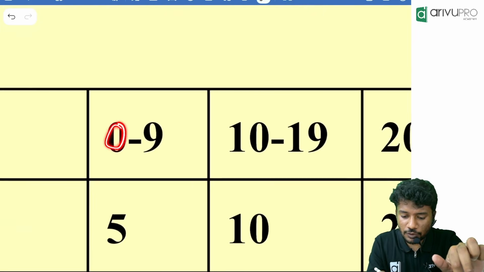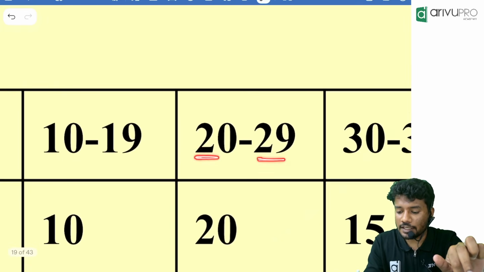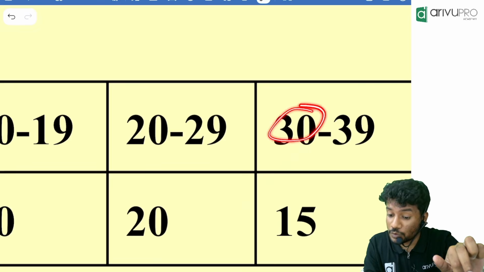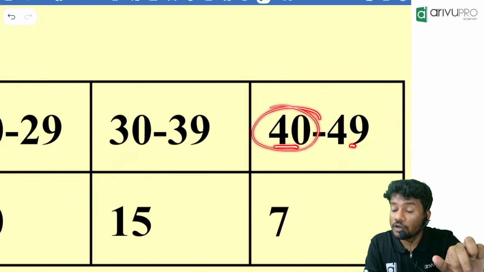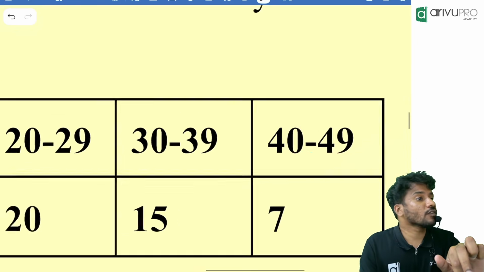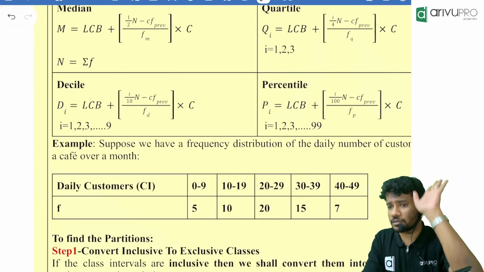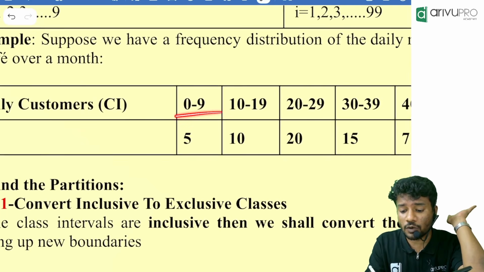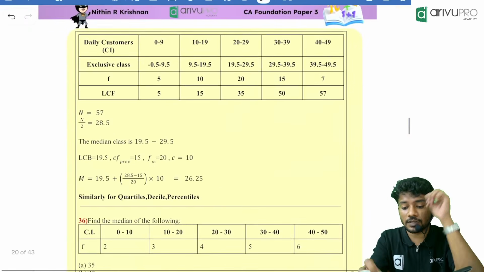Look here, it is 0 to 9, then 10 to 19, then 20 to 29. Is overlapping coming into the picture? No. Then 30 to 39, then instead of starting from 39, they put 40 to 49. Whenever there is no overlapping, we call it inclusive classes, but we will study it in detail again in the future. Right now you should just understand that inclusive classes means there is no overlapping between corresponding class intervals.